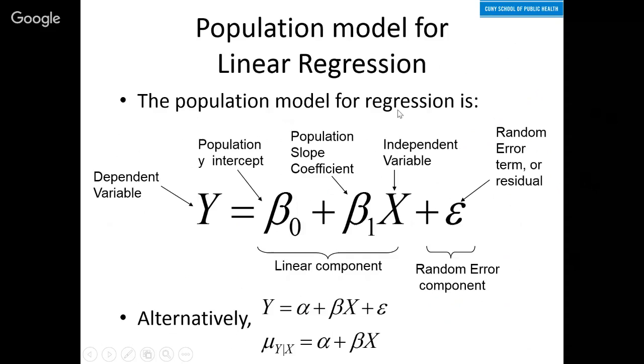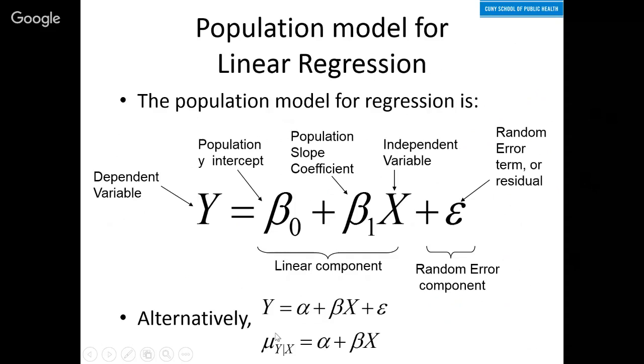So here is a formal description of simple linear regression as a description of the relationship between an independent variable and a dependent variable in the population. It is y equals an intercept beta 0 plus a slope beta 1 times our independent variable plus a random error component. And a more compact version of this, alpha plus beta, same thing, just different letters.